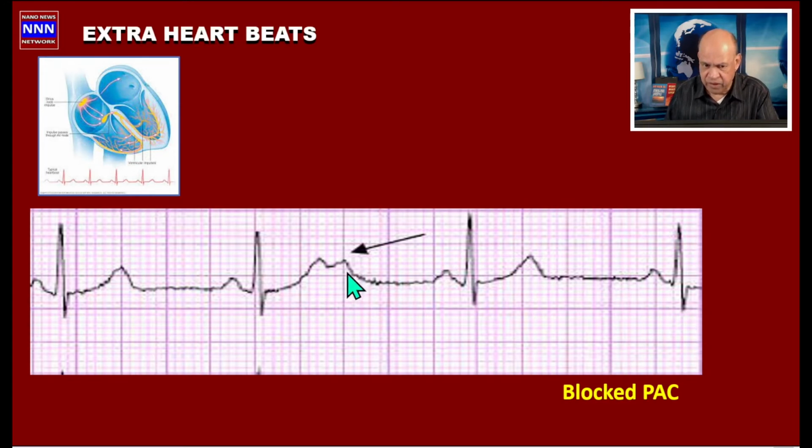How could it happen? It could be in the absolute refractory period. That is, the AV node is refractory. It is not responding to anything. As a result, that impulse may be blocked.